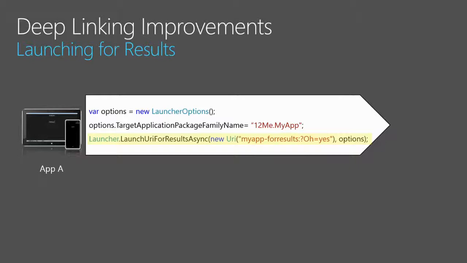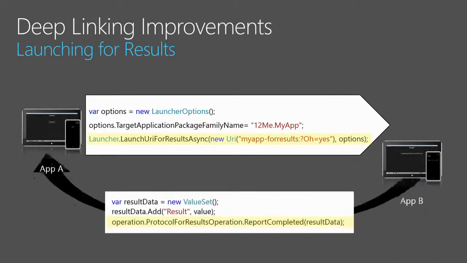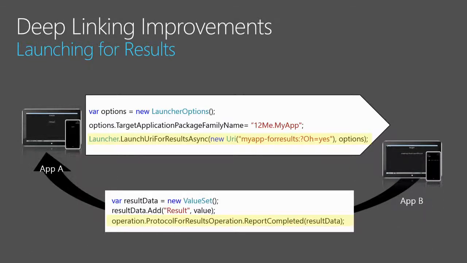We have our launcher options. We want to open up our app A, but now as we launched it for results, we'll wait for a response to come back from app B. App B will now be able to process what we've passed across in our parameters and with our options if we passed across files, and will be able to return back a value set to us.